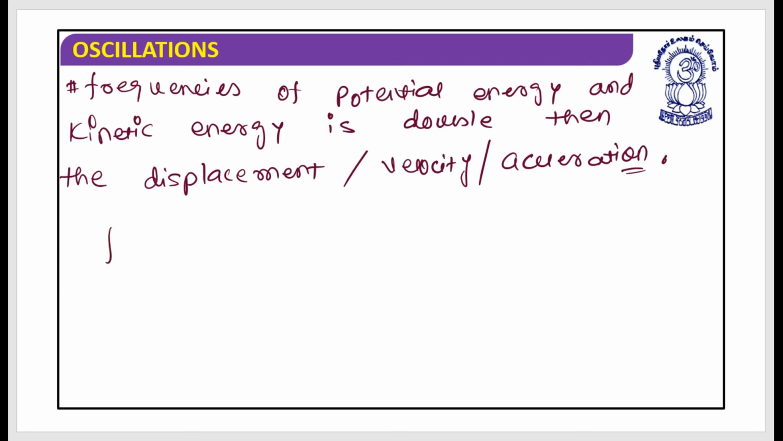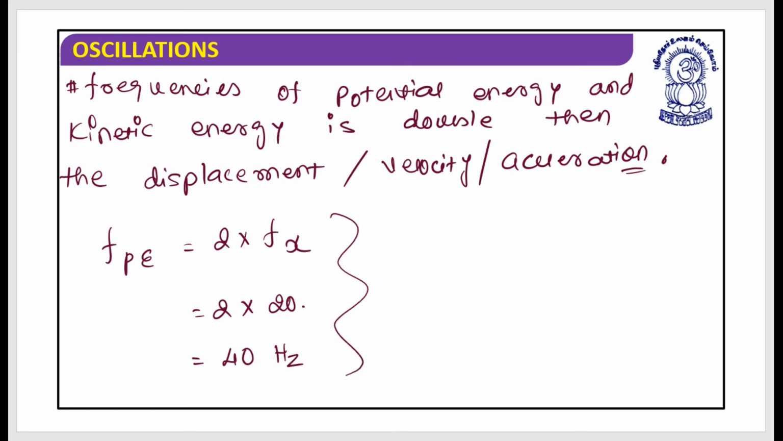So frequency of potential energy is equal to twice of the frequency of the displacement, this is equal to 2 into 20, which is equal to 40 hertz. I hope this is clear. Same way, frequency of kinetic energy is equal to twice of the frequency of the displacement, which is equal to 2 into 20, which is equal to 40 hertz. I hope this is clear. This is frequency of the potential energy and kinetic energy.